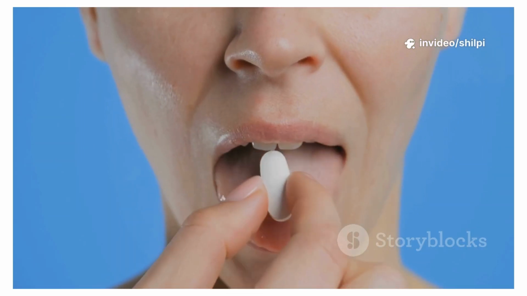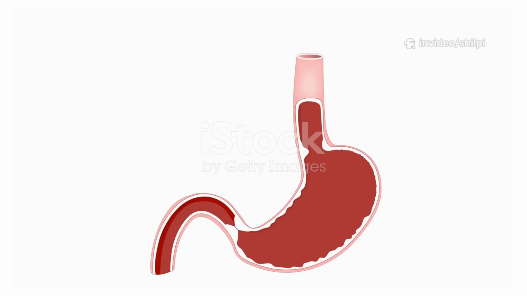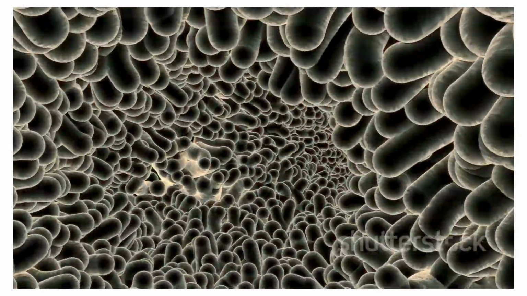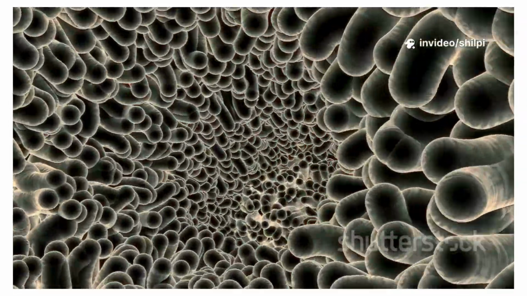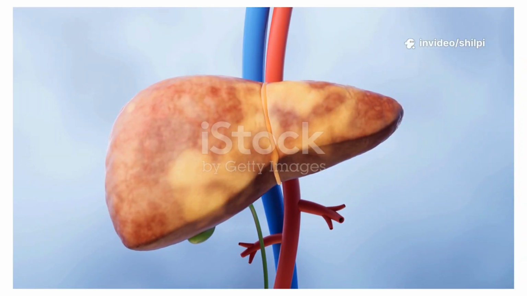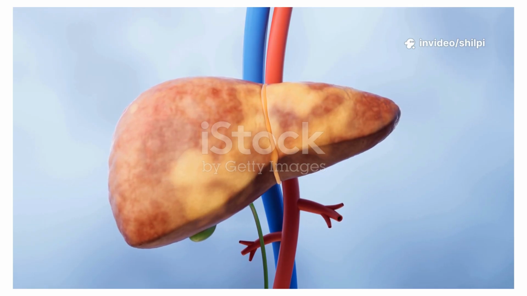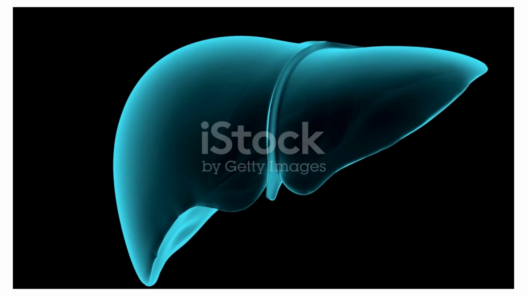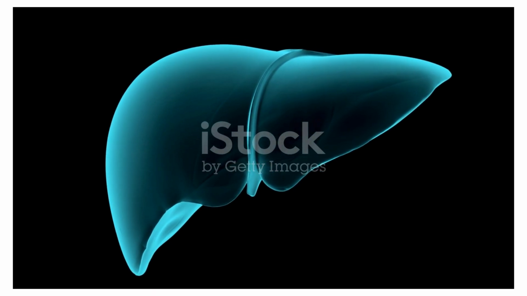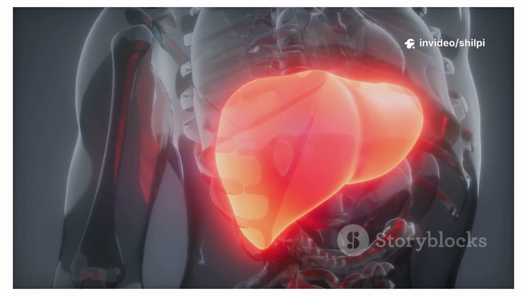First stop, the mouth. You swallow, and it slides down the esophagus right into the stomach. Here, some drugs start to dissolve, but the real magic often happens in the small intestine. The drug passes through the intestinal wall and, here's a key move, enters the portal vein heading straight to the liver. The liver? It's like the body's bouncer, deciding how much of the drug gets through. This is called first-pass metabolism.